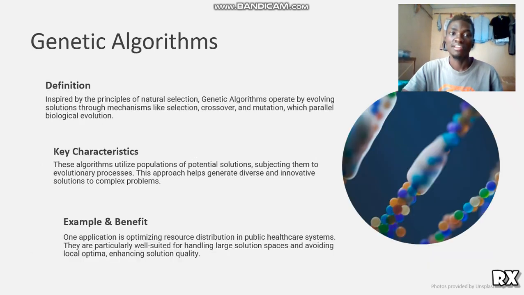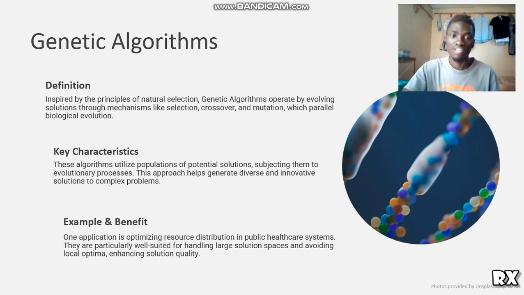So the third one is the genetic algorithm. This is inspired by the principles of natural selection, as seen from the word genetics, and it operates by evolving solutions through mechanisms. Here, the fitter individuals of the current generation are the ones that give the children of the next generation. Then the fittest individuals of that next generation give the children of the following generation, and that continues.